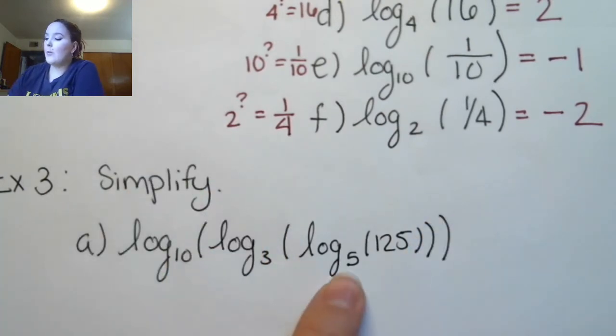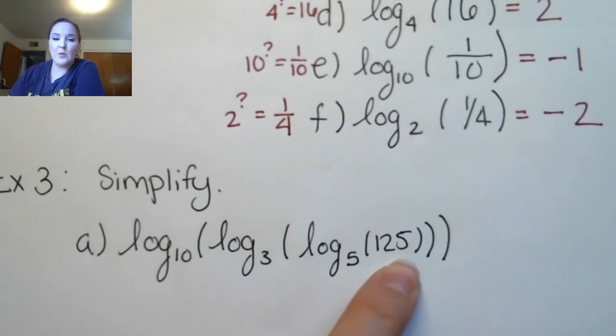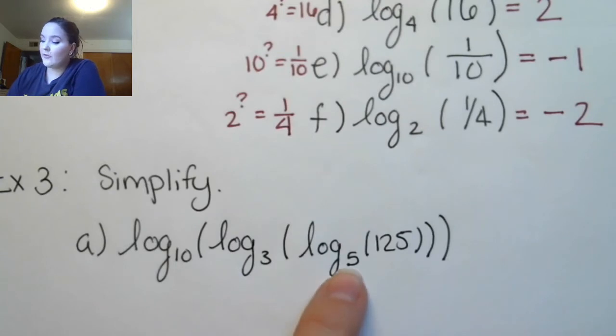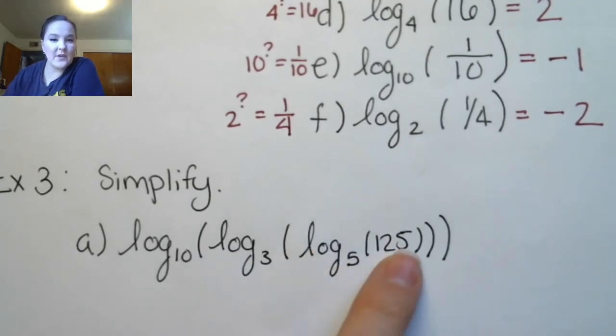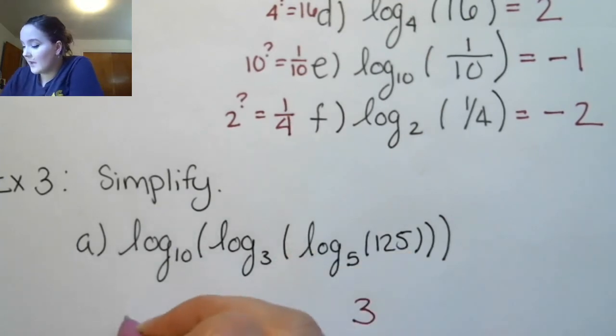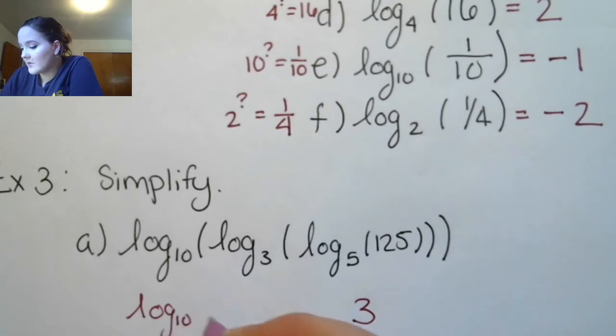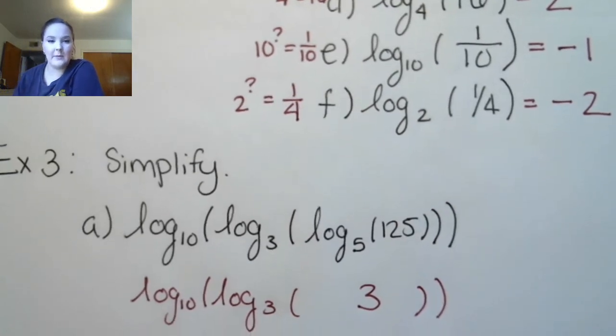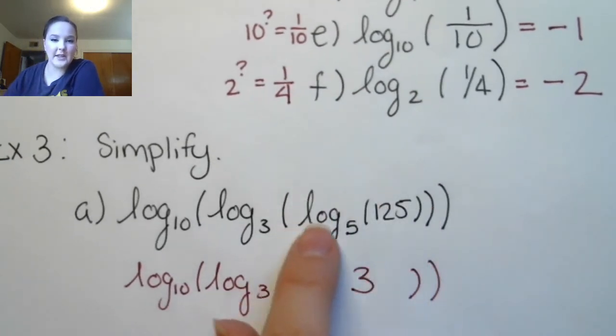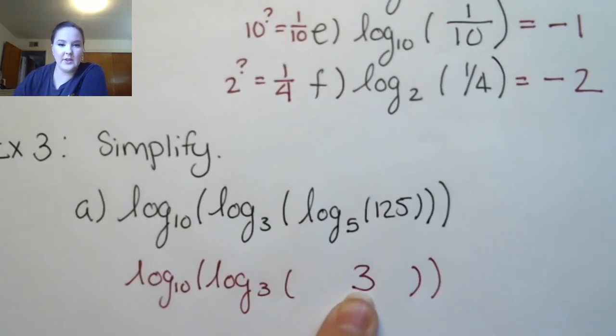So we're saying what power of 5 gives me 125 as an answer? Well, 5 cubed is 125, so our answer here is going to be 3. So log base 5 of 125 is 3. And then I'm just going to keep everything else exactly the same. Okay, so I've evaluated this and I've written down my answer.